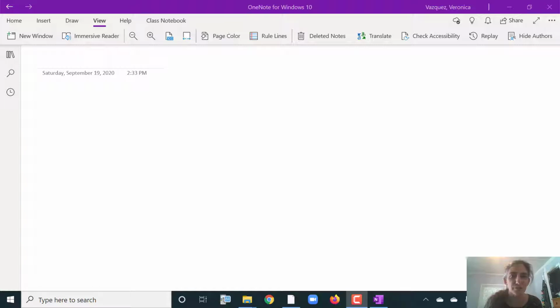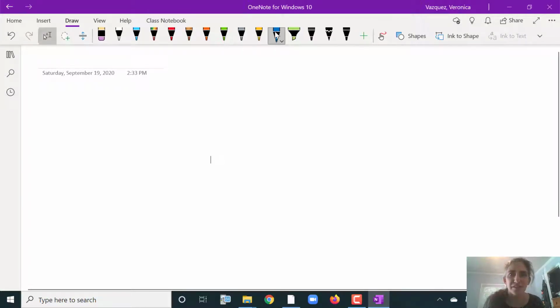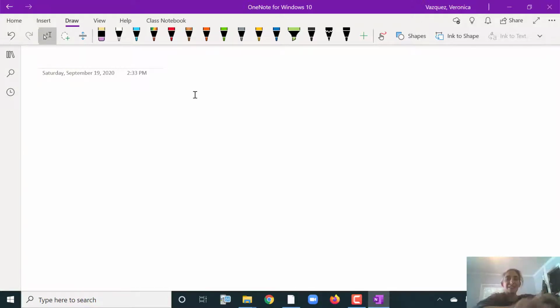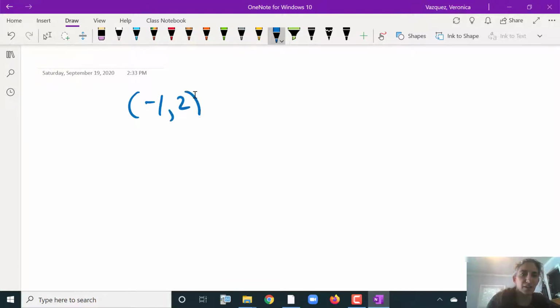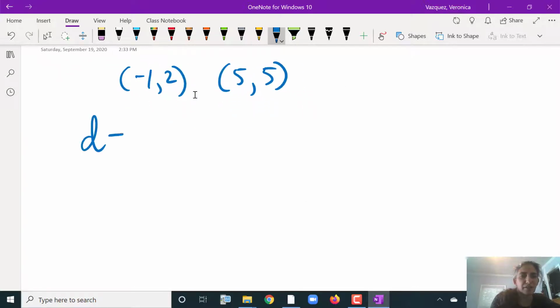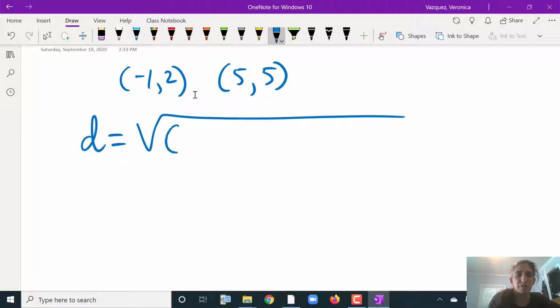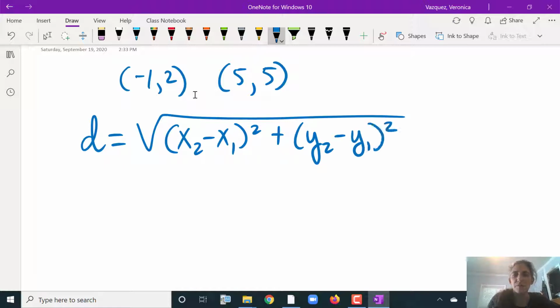So I'm going to go through two problems today that you have had recently. One of them was to find the distance between the following 2 points, (-1, 2) and (5, 5). Okay, so one of the things that we learned about is the distance formula. So distance is the square root of (x2 minus x1) squared plus (y2 minus y1) squared.